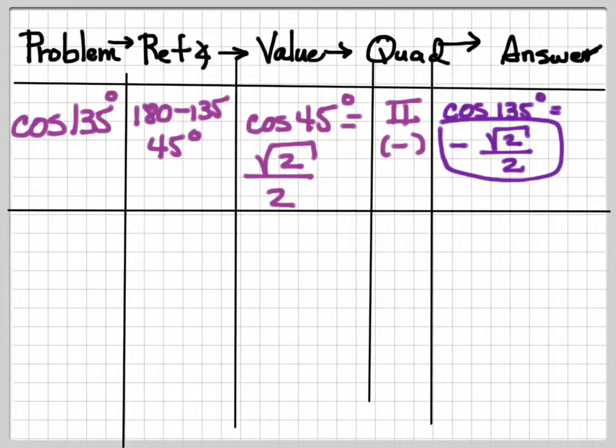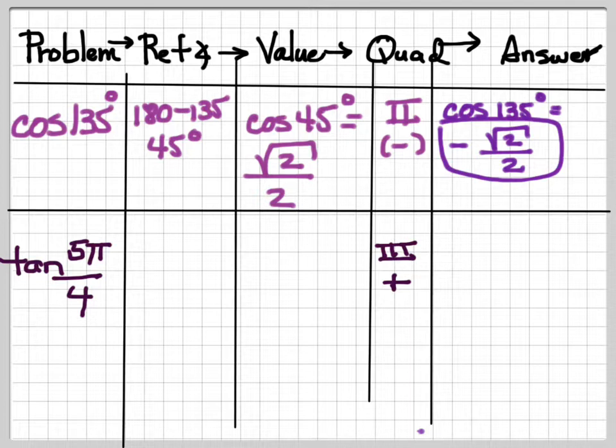All right, so let's try another one. This one's going to be, what's the tangent of 5 pi over 4? All right, 5 pi over 4 is a little bit bigger than 4 pi over 4, which would be pi. So this is going to be in the third quadrant. And tangent in the third quadrant is positive. So I have that information.